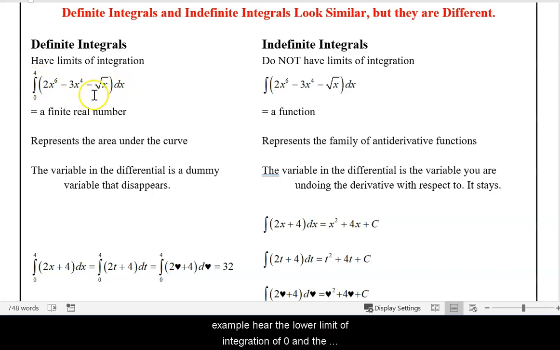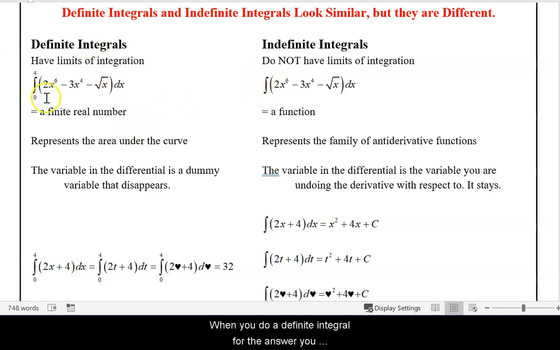In this example here, the lower limit of integration is 0 and the upper limit of integration is 4. Compare that to the indefinite integral. Indefinite integrals do not have limits of integration. They are not considered over any particular closed interval.